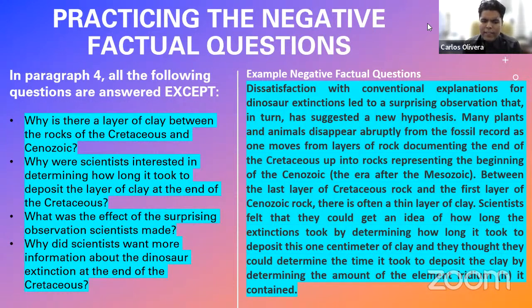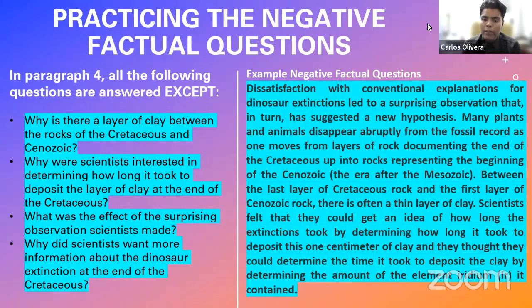Let's examine every single one of them. For example, the first one says, why is there a layer of clay between the rocks of the Cretaceous and Cenozoic? I ask you, do you see or have you been able to identify any line in our paragraph, any textual basis or any textual justification in order to respond to this question? Why is there a layer of clay between the rocks of the Cretaceous and Cenozoic?